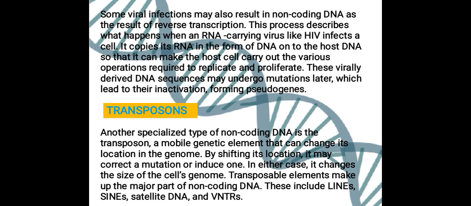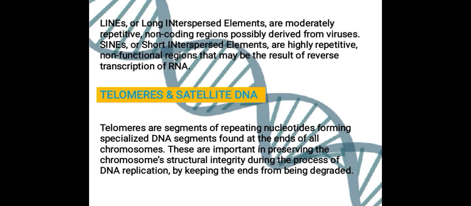Then transposons. Another specialized type of non-coding DNA is the transposon, a mobile genetic element that can change its location in the genome. By shifting its location, it may correct a mutation or induce one. In either case, it changes the size of the cell's genome. Transposable elements make up the major part of the non-coding DNA. This includes LINEs, SINEs, satellite DNA, and VNTRs.